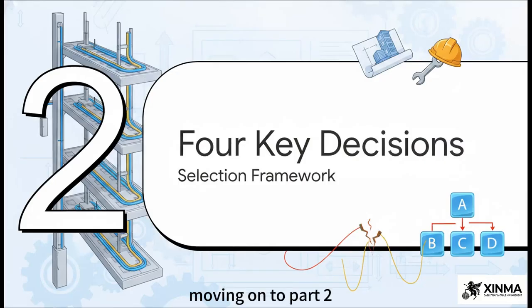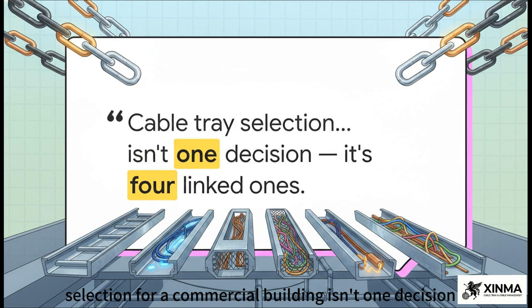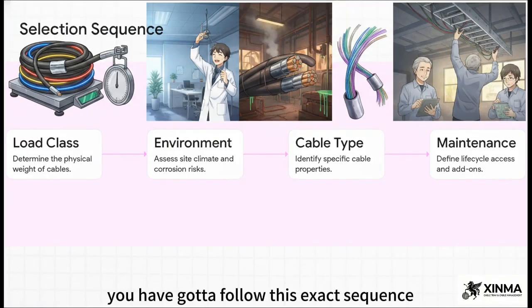Moving on to part 2, the 4 key tray selection decisions. A real rookie mistake is treating tray specification as just a single choice. Like, oh, I'll just pick galvanized steel from a catalog and call it a day. No way. The reality is that cable tray selection for a commercial building isn't one decision, it's 4 linked ones. It's a chain, and if just one of those links breaks, the whole system goes down. You have got to follow this exact sequence.